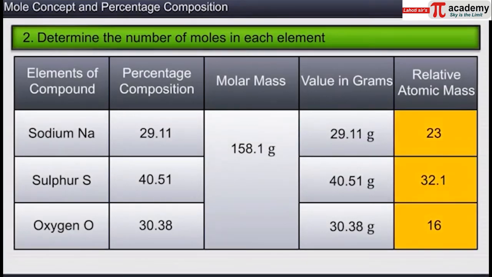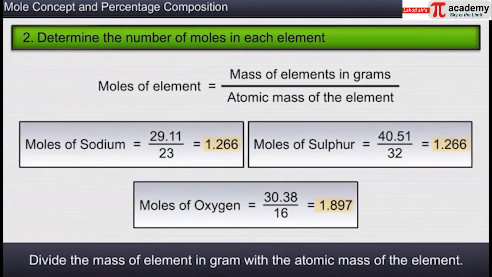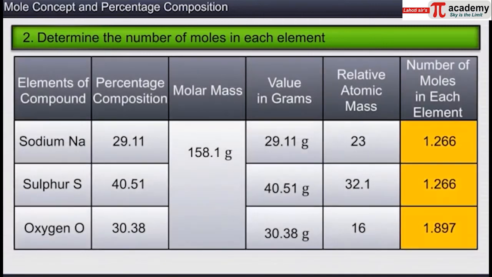Therefore, the relative atomic masses of sodium, sulfur and oxygen are 23, 32.1 and 16 respectively. On substituting the values in the equation, we get the number of moles for each element as 1.266, 1.266 and 1.897.